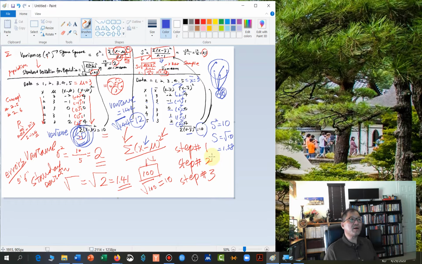Next, before we wrap up this concept, you might have a question. Why is this just simple n, and why is this n minus 1? Which one has a greater variance? Even though we use the same data, 1, 2, 3, 4, 5, the standard deviation for the sample is 1.58, and the standard deviation for the population is 1.41. Even though the raw data are the same, the reason is that the denominator is different.